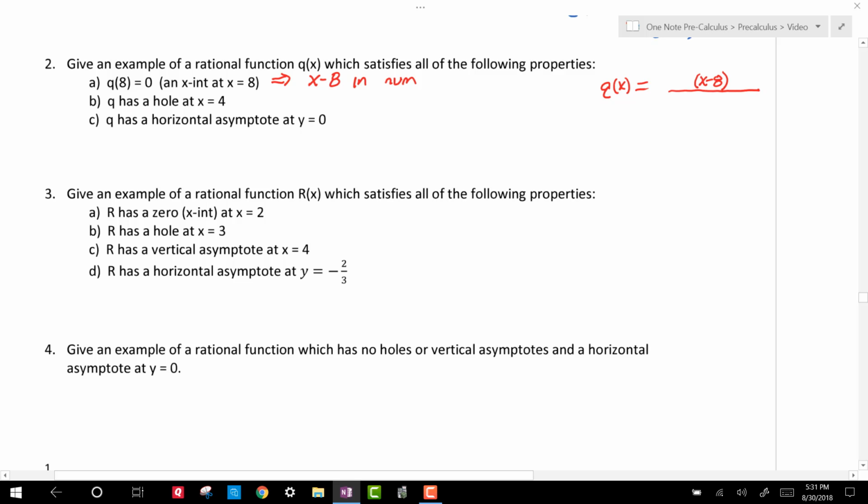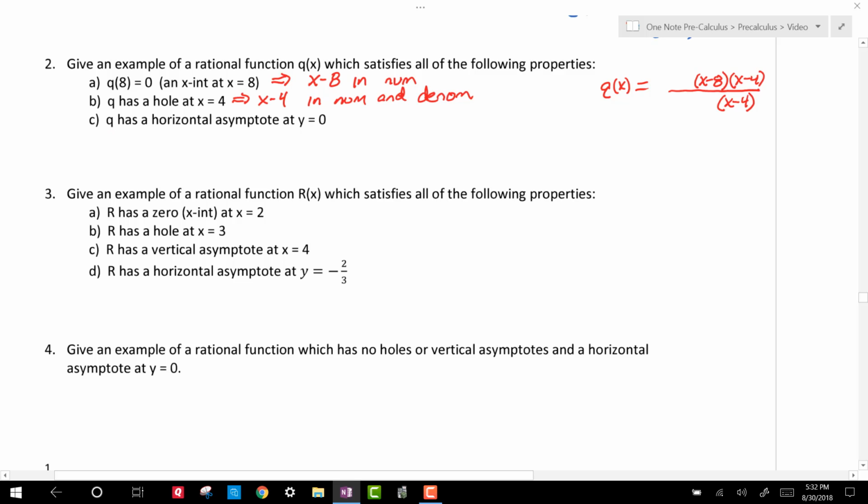Q has a hole at x equals 4. Well, that implies that I have a factor of x minus 4 in the numerator and denominator. So I come over here, I put a factor of x minus 4 in the numerator, I put a factor of x minus 4 in the denominator. Now I got a hole.